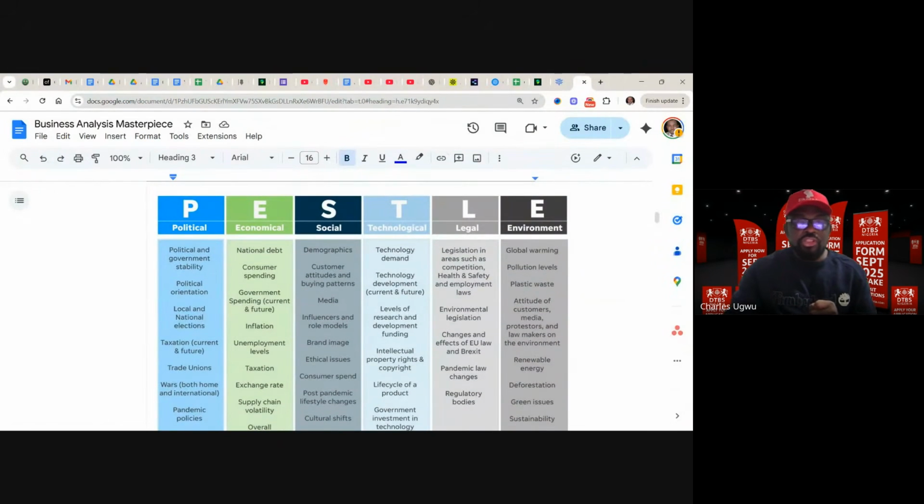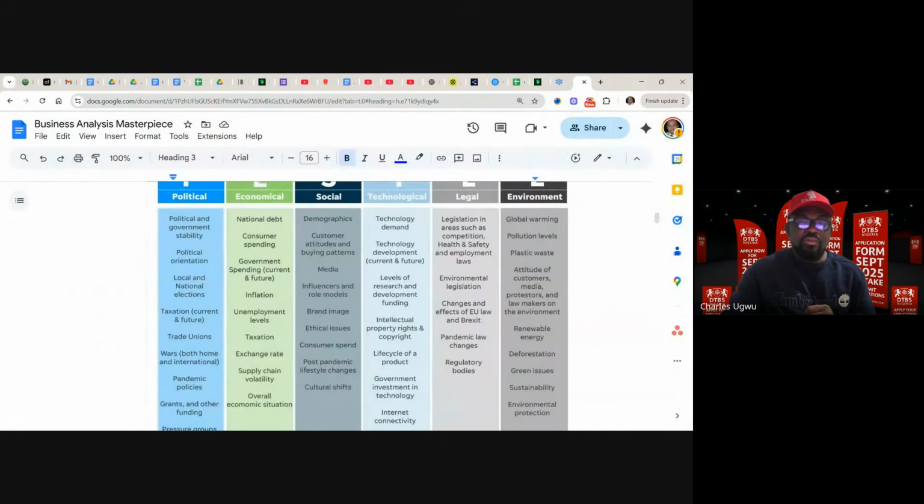Then you come to technology. You see technology demand. Yes, the demand for technological know-how or platforms or solutions or devices in Nigeria is very high now. Yeah, we have this good appetite for technological advancement. Then technology development, yeah, Nigeria is advancing, unlike before when everything was just static. Here, there's a lot of startups springing up.